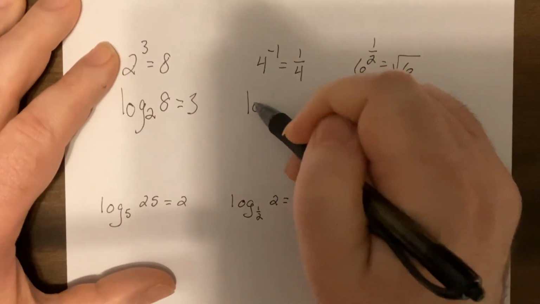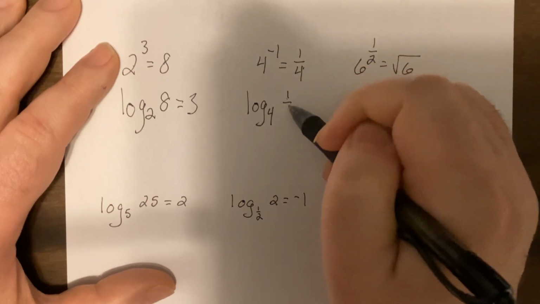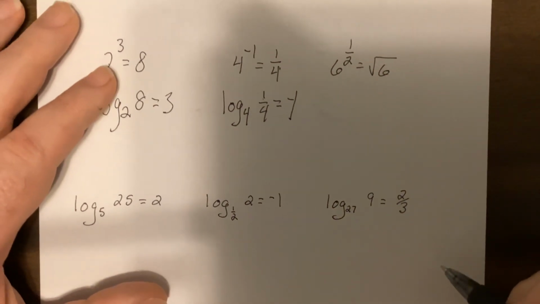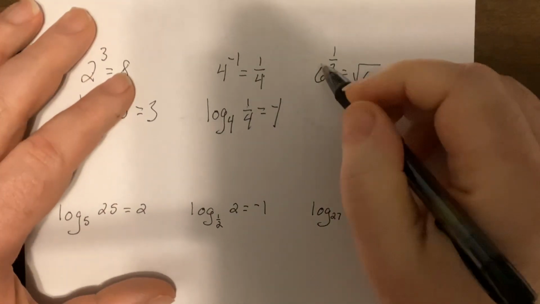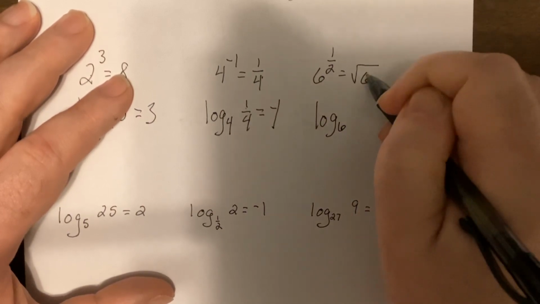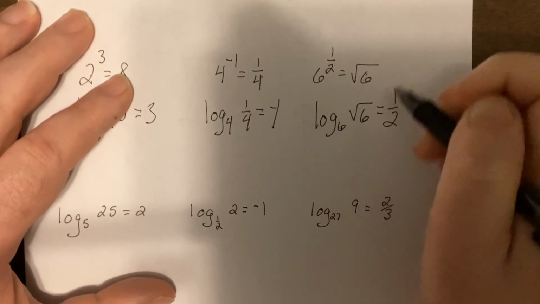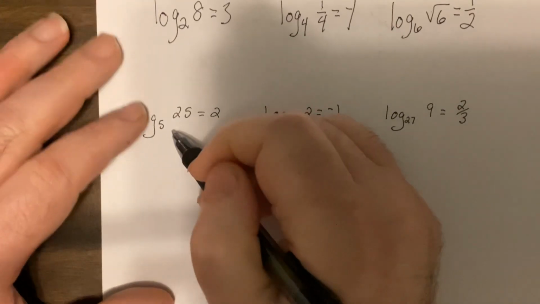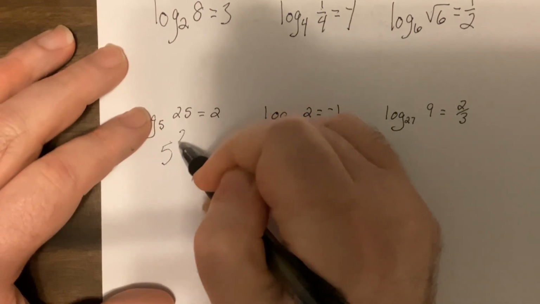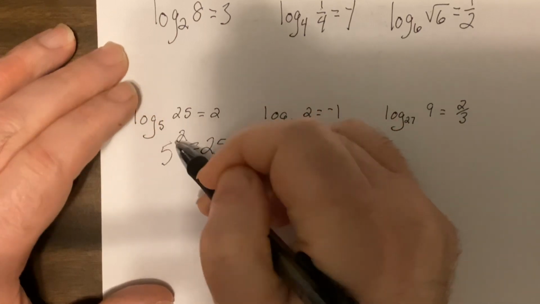This one, log base 4 of the answer equals the power. So how do I write this? Log base 6 of the answer equals the power. So if I'm given a log, it's base, power equals answer. I think most people agree with that.